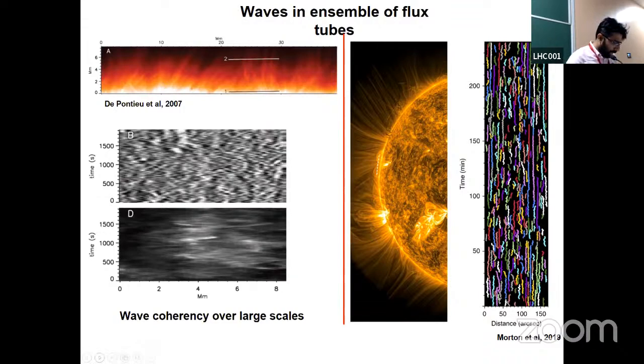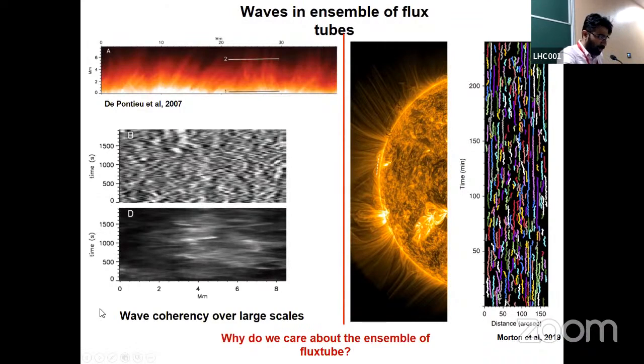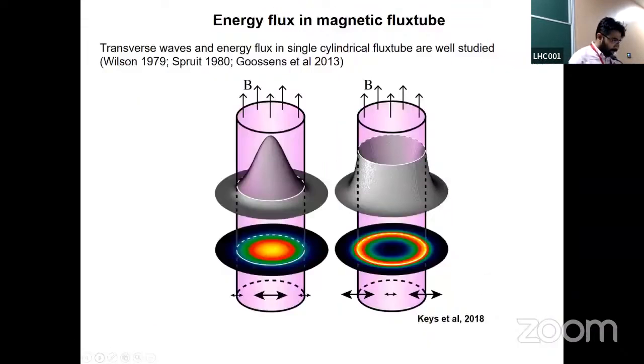Now the question is, if that is the case, why do we care about the ensemble of flux tubes? I mean, why don't we just use the formula for the simple homogeneous medium and just compute the energy flux? To answer this question, we have to understand how the energy flux is distributed in a magnetic flux tube.